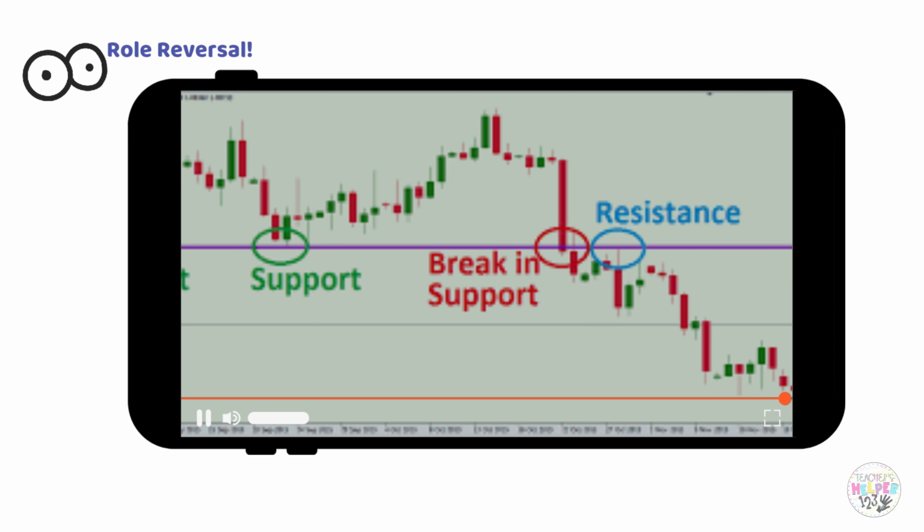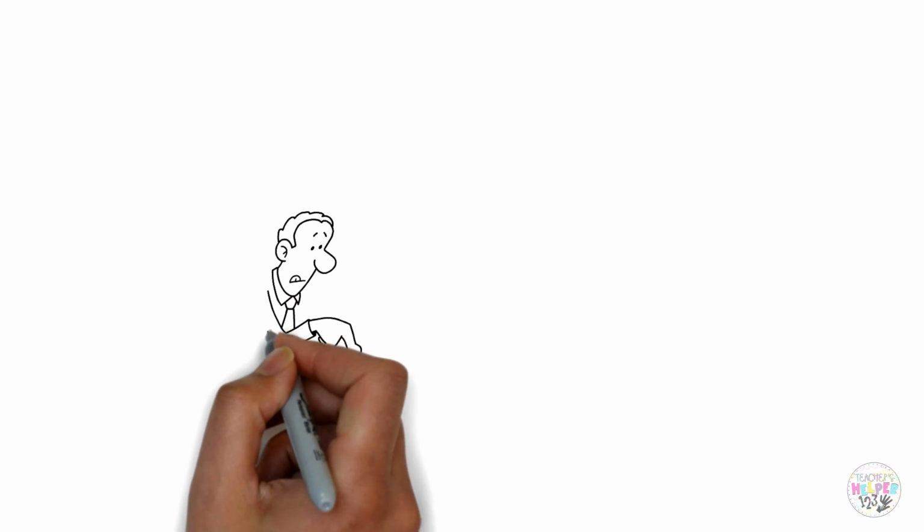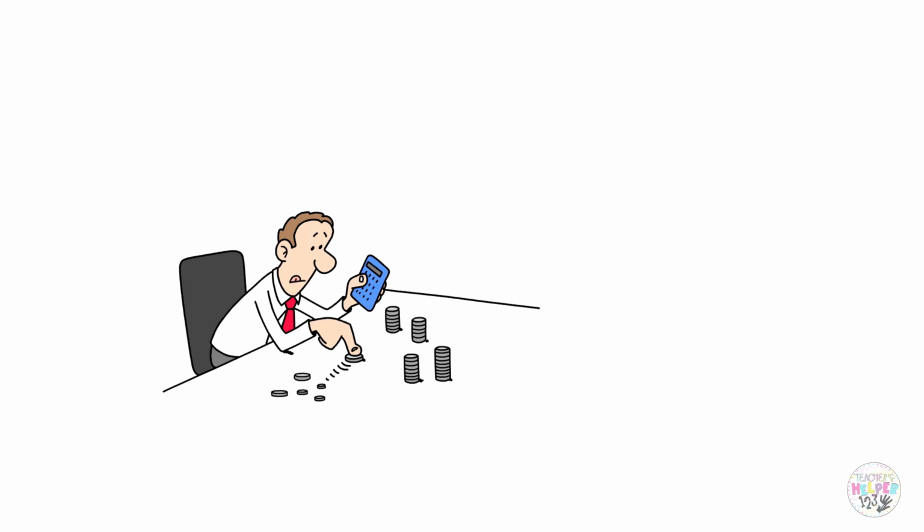Now, price may break support and it'll come back. We call that a retest. It'll come back to support. It will come back and test the support zone and reject. This happens because trader behavior changes around important price levels.